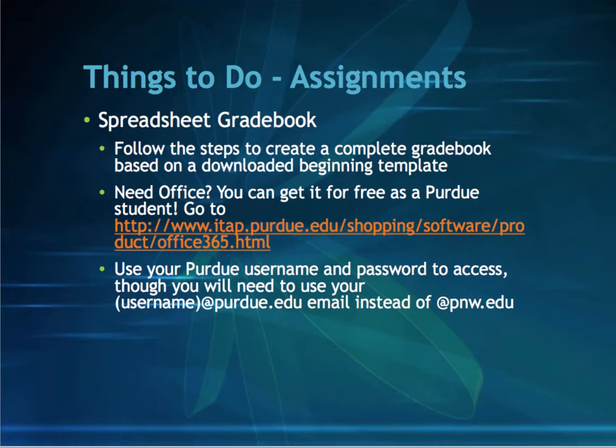Purdue does offer Office for free for all students, so if you do need it, go download it for your Mac or your Windows PC. Just visit the Purdue ITAP page, itap.purdue.edu, and log in to start that process. Your email address, remember, is your username at purdue.edu, not at pnw.edu when you are logging in and signing up for this. PNW is part of Purdue, so technically you have both emails available to you, but all of your mail always goes to just the one place, which is your PNW inbox. If you wind up having trouble with this process, be sure to contact the help desk, as they may need to activate something on your account.